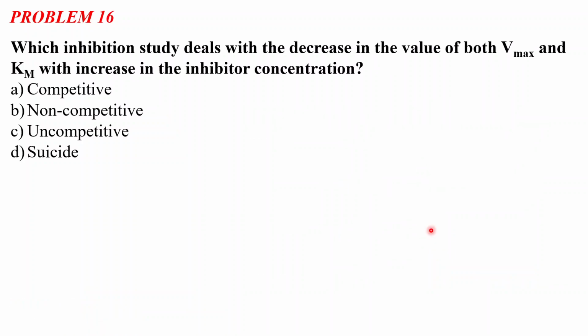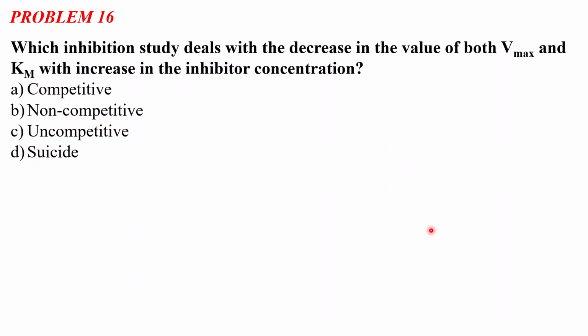Problem number 16 says, which inhibition study deals with the decrease of the value of both Vmax and Km with the increase of the inhibitor concentration? Your options are number A competitive, number B non-competitive, number C uncompetitive, number D suicide inhibition.